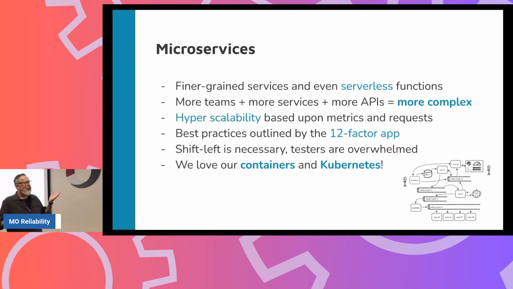The more teams and services and more APIs, the code base or the overall system became more complex. You could start doing some hyperscalability based upon the metrics and the request queue depth if you were looking at Rabbit or Kafka, that type of thing. We started using a lot of the best practices from the 12-factor app, which just made sure that everything was independently deployable, and it encouraged resilience. And shift left became a thing.